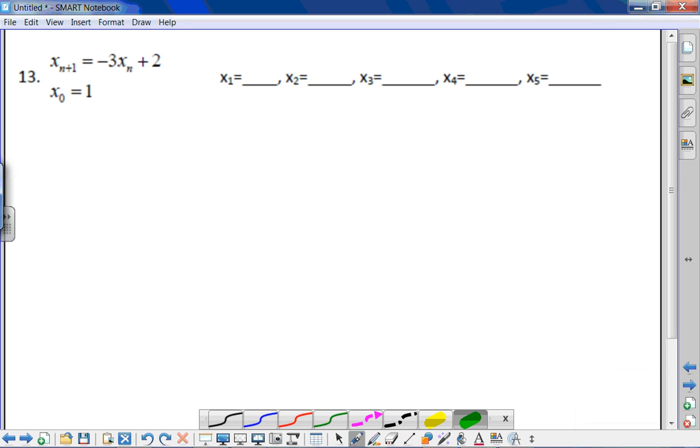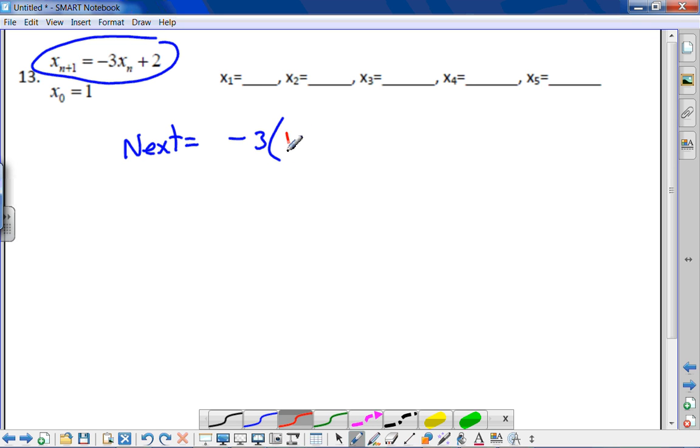All right, number 13. Using that same idea, the next term will always be the rule applied to the previous term. That says previous in red. All right, well, we know the zero term, the seed term, which is 1.